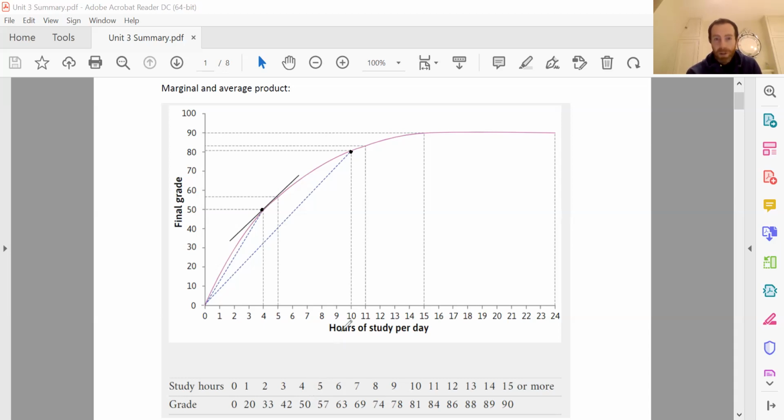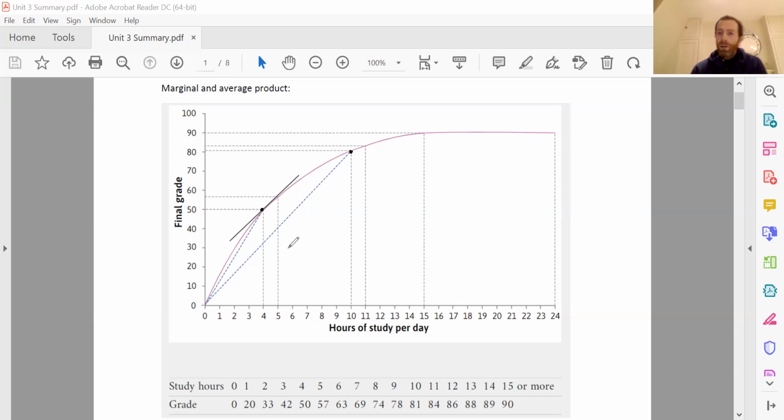We could do a similar thing at, say, 10 and 11. Again, at 10, I could draw a tangent. Notice that the tangent here would be shallower than the tangent there, which shows us that the marginal product is lower higher up here. Or the other way, use the data. If I'm at 10, I get 81. If I do 11 hours of study, I get 84. So the extra hour now only gives me 3 extra points on my grade, a smaller marginal product.